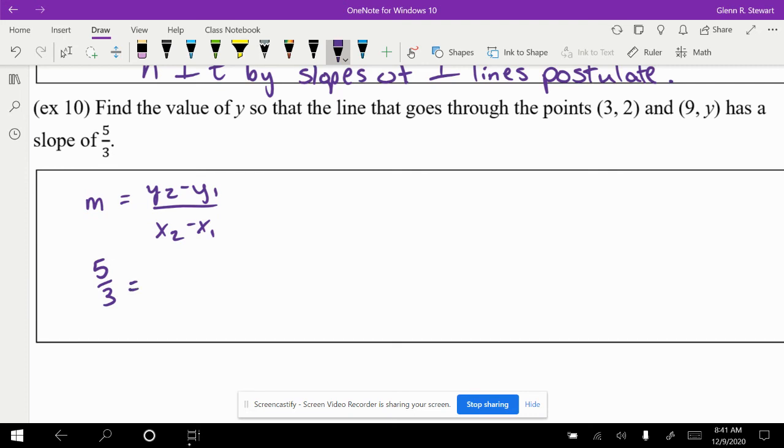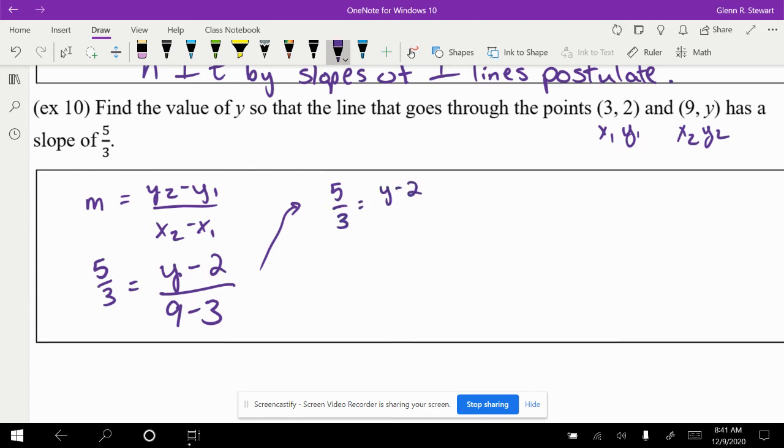our different coordinate points. For the sake of this one, I am going to show you which is which whenever I'm doing this. So I'm going to label all my points. So in this case, I have y minus 2 over 9 minus 3. So 5 over 3 is equal to y minus 2 over 6.